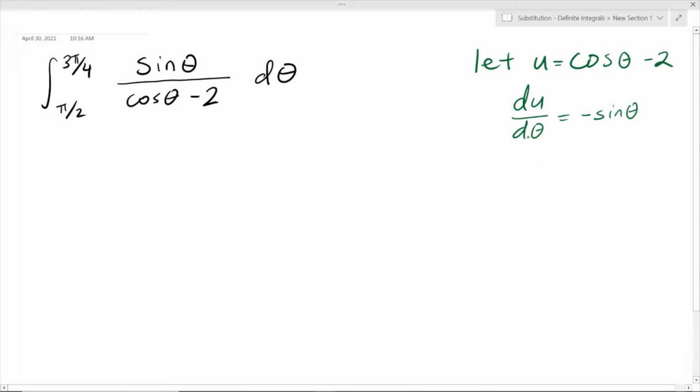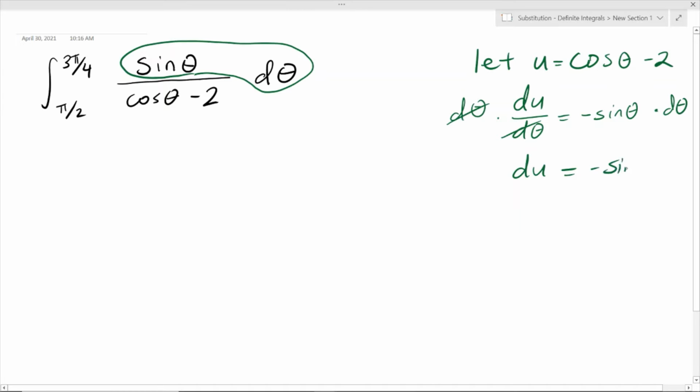Let's rearrange this. Let's multiply both sides by d theta. And why do we do that? Well, we want to match it up with this portion right here, so we can substitute something in for this circled portion. Multiplying both sides by d theta, this crosses out. Then we get du is equal to negative sine theta times d theta.